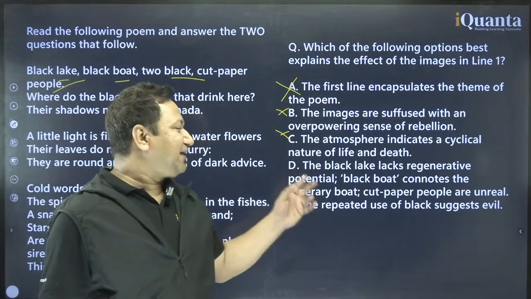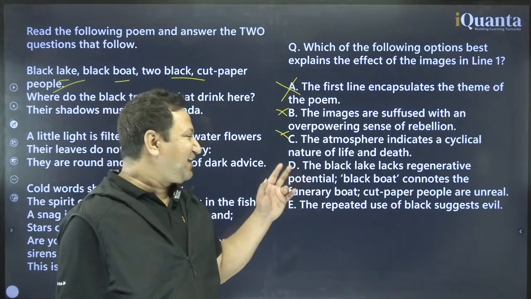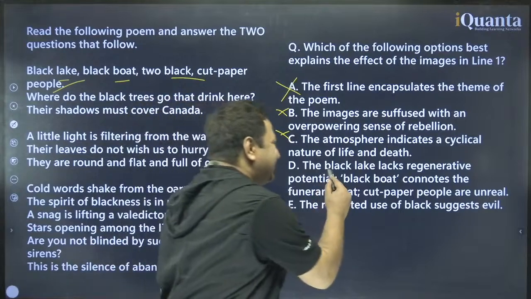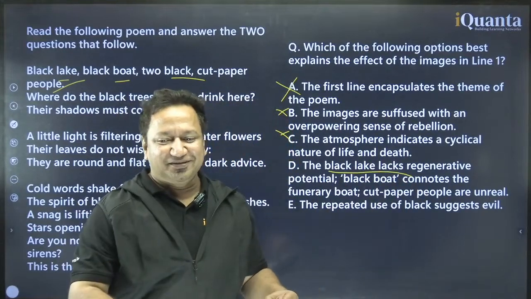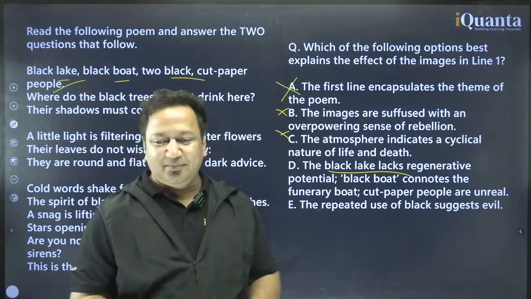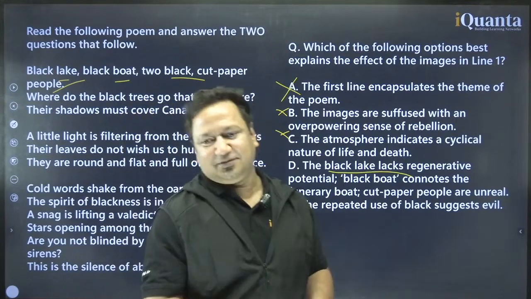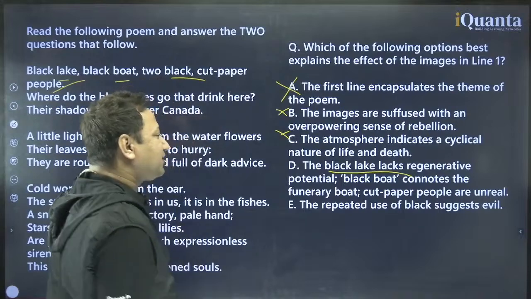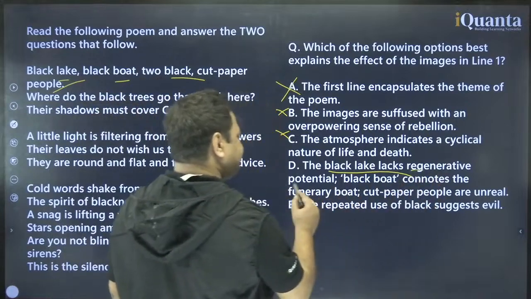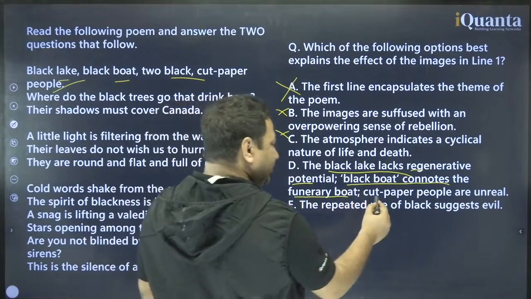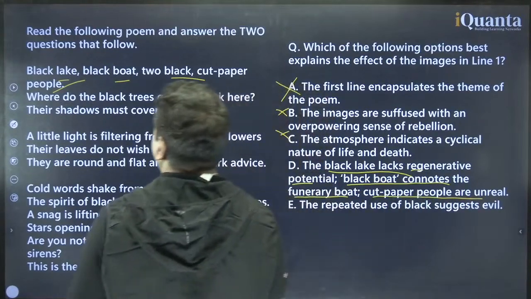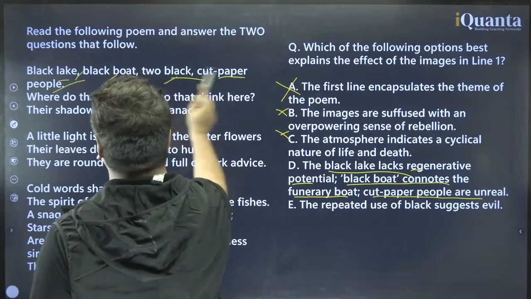D says the black lake lacks regenerative potential. Wow, tongue twister. Black lake lacks. Try to do it once. Black lake lacks. Do it and you will feel stuck. Black lake lacks regenerative potential. The black boat connotes the funerary boat. Cut paper people are unreal. Black lake, black boat, two black cut paper people.